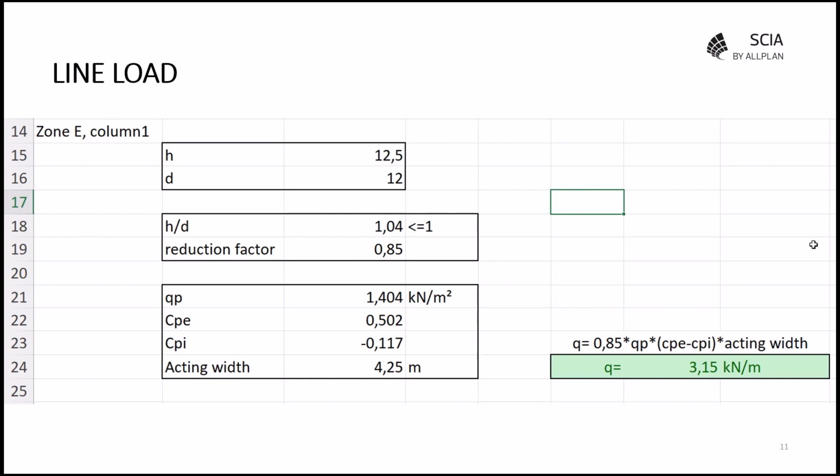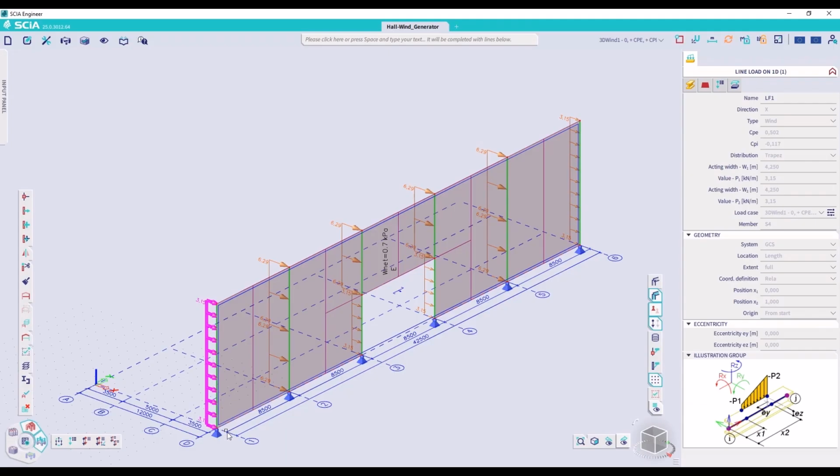We can recalculate this manually ourselves as well. We have the height and depth ratio, which is around 1, so the reduction factor will be 0.85 on this leeward side. The peak pressure we knew as well as our external and internal pressure coefficient and the acting width. We find exactly the same value, 3.15, in our SCIA Engineer software. You would be able to verify this for the column right next to it as well.